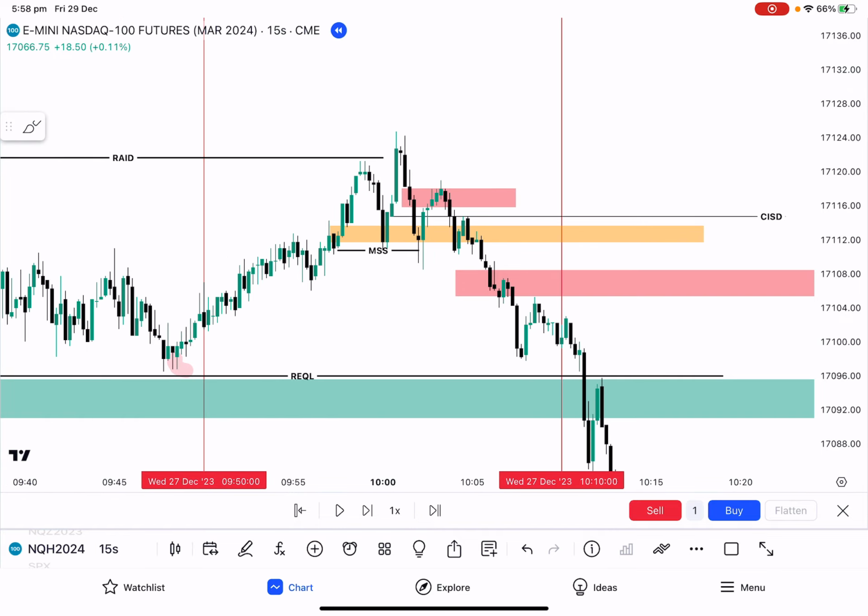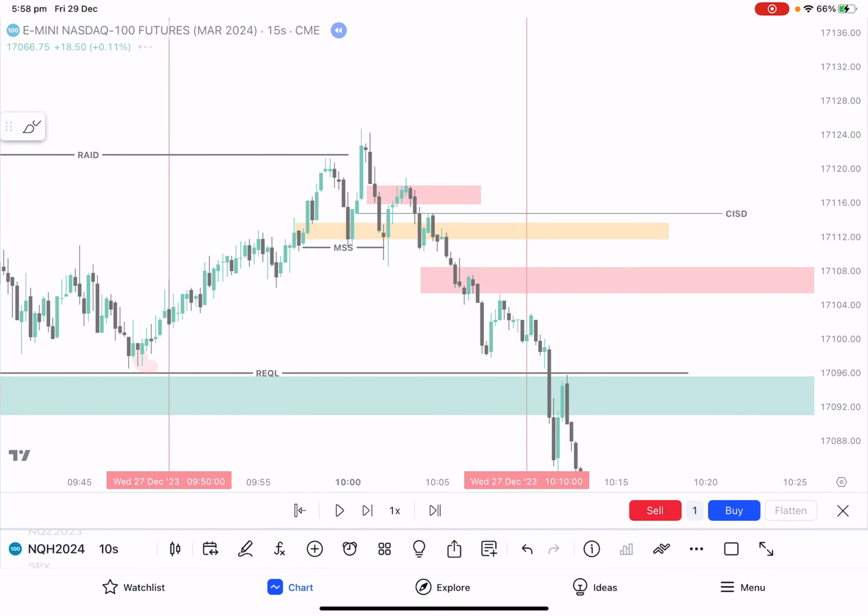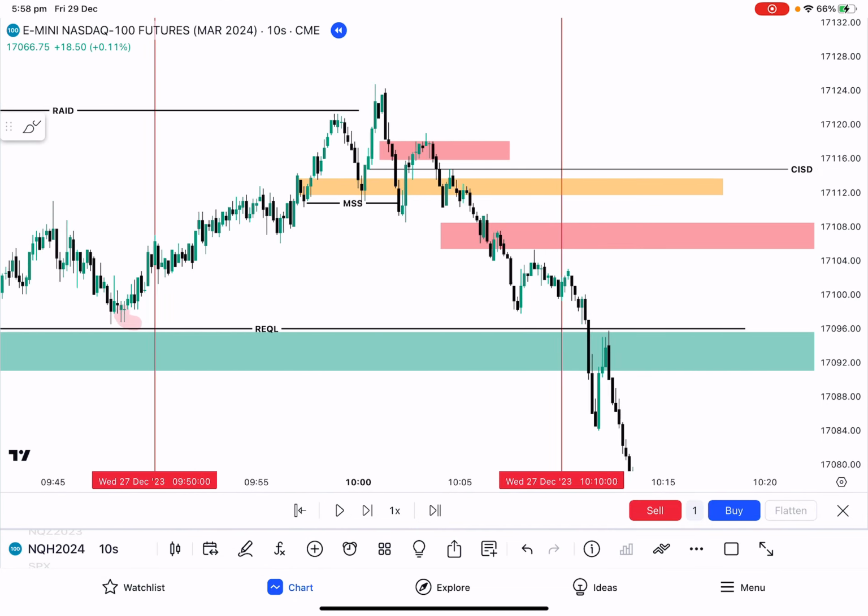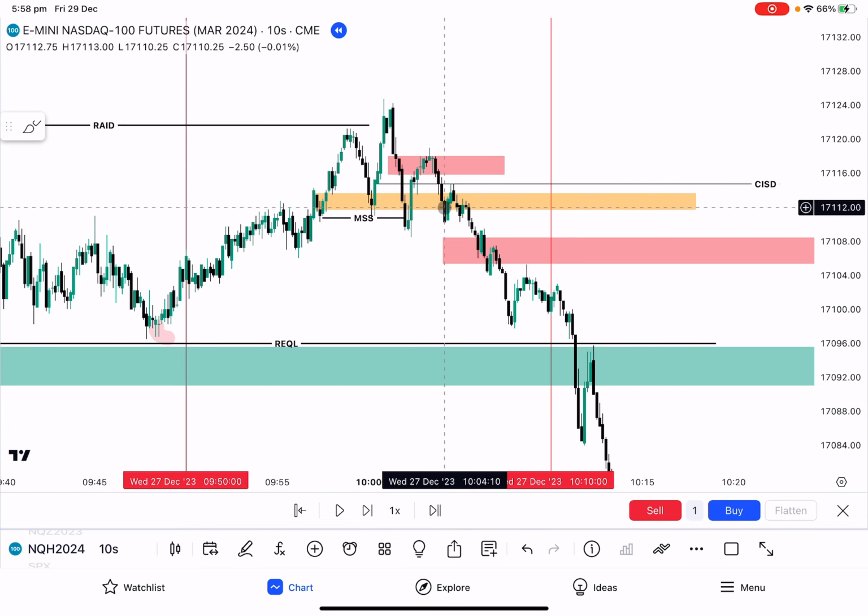I just want to illustrate that as well on the 15-second or even on a 10-second chart, just so you can see what I mean. Notice how we spend a little bit of time here. That orange box is the inversion fair value gap. So we come up into this SIBI, we come back down, we spend a little bit of time here, and then we immediately just place to the downside.